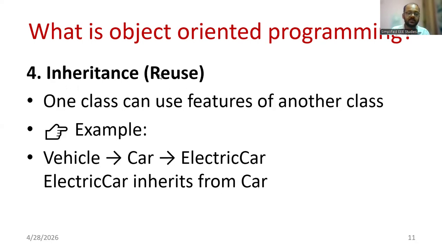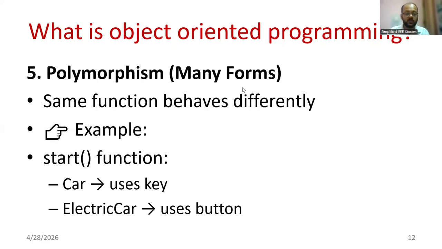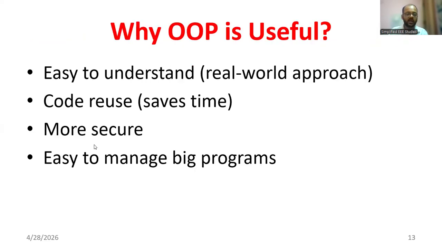Next is inheritance. That is called reuse. One class can use the features of another class. For example, vehicle, car, electric car. Electric car inherits from the car. So that is the meaning of inheritance. Reuse. What is polymorphism? Many forms. The same function behaves differently. For example, the start function. Car uses the key. Electric car uses a button. I mean, push button starter, right? So we have different options, but ultimately the purpose is to start the car.